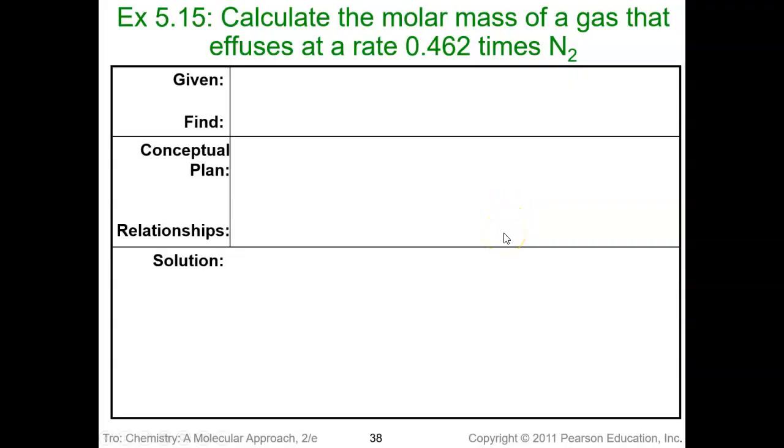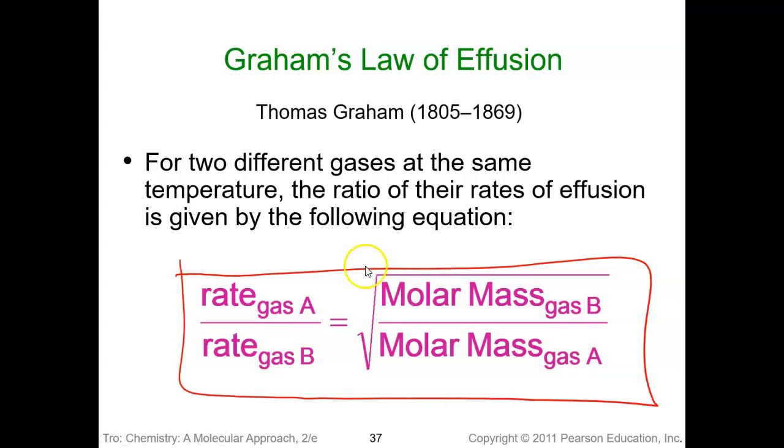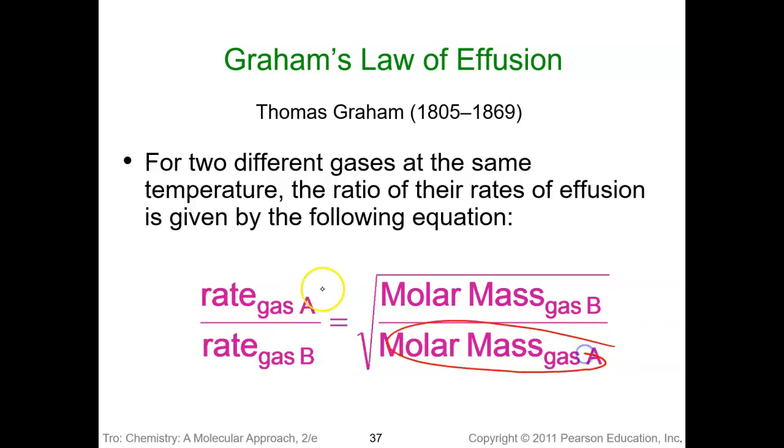Okay, so calculate the molar mass of a gas that effuses at a rate of 0.462 times nitrogen. So this is slower than nitrogen, right? If it said like 2 times nitrogen, it would be faster. Since it's slower, this molar mass is going to be larger than nitrogen, right? So a lot of times people have trouble figuring out, well, which one is A and which one is B? It doesn't really matter as long as you know where your answer is, because if you do it wrong, you just switch it and you do it correctly.